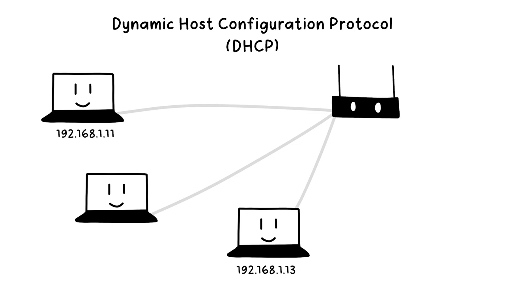In home networks, the DHCP server is usually the router. When a device is connected to a network, it sends a broadcast message. The DHCP server then responds with an offer to the device with an IP address based on a predefined scope.